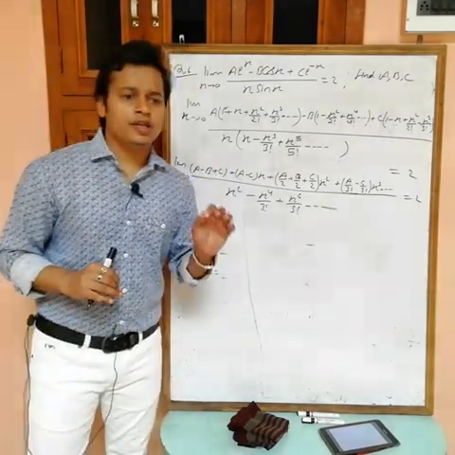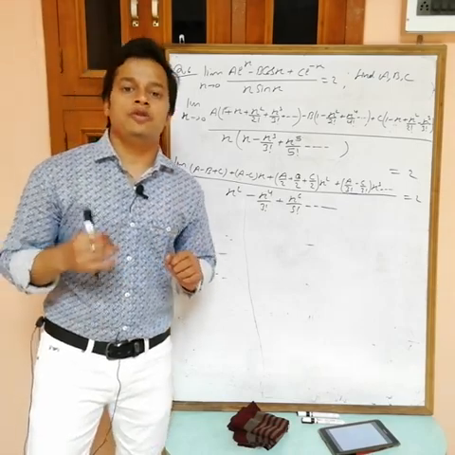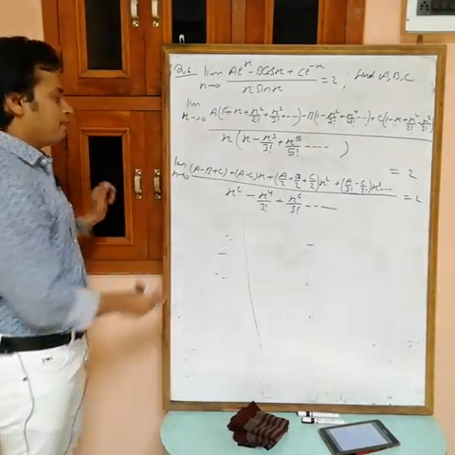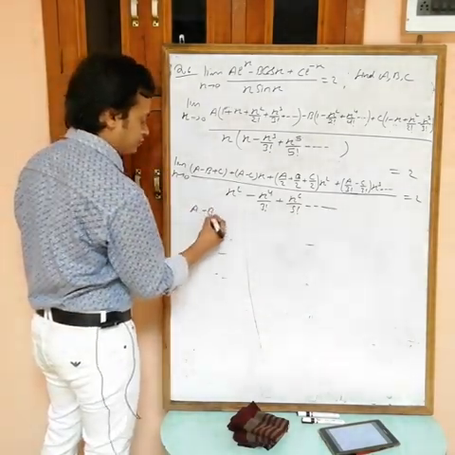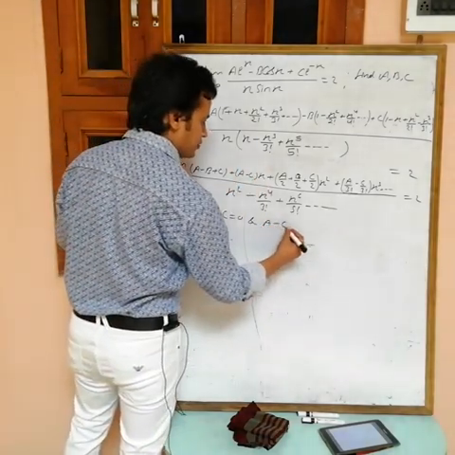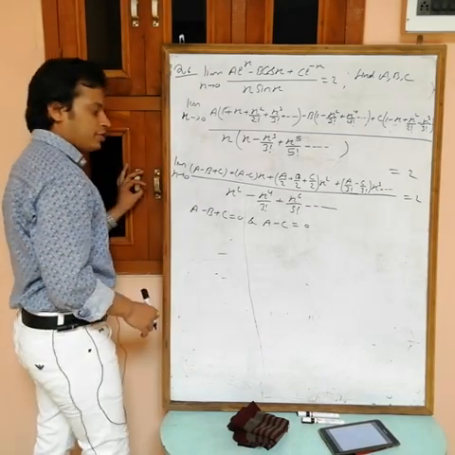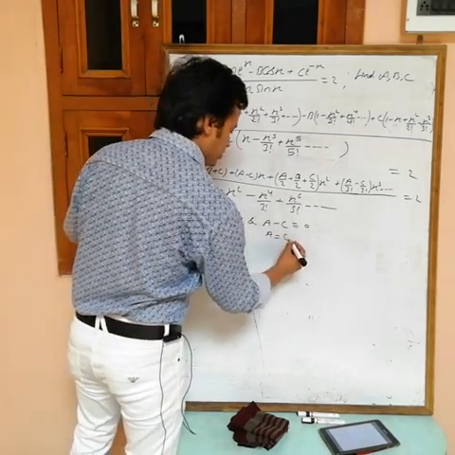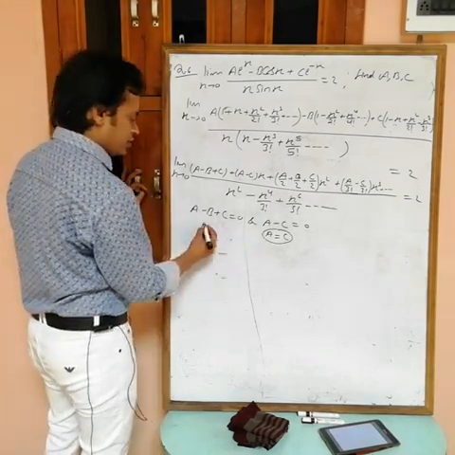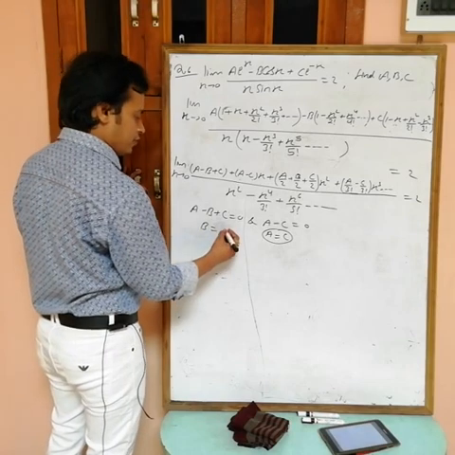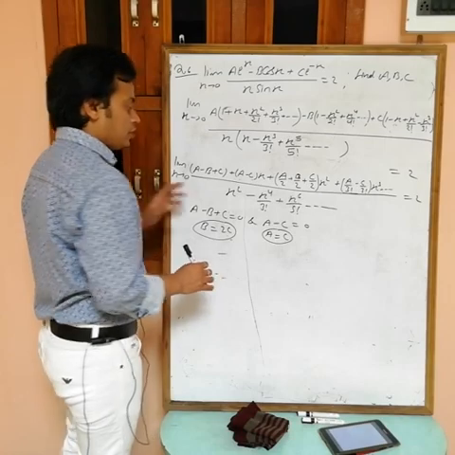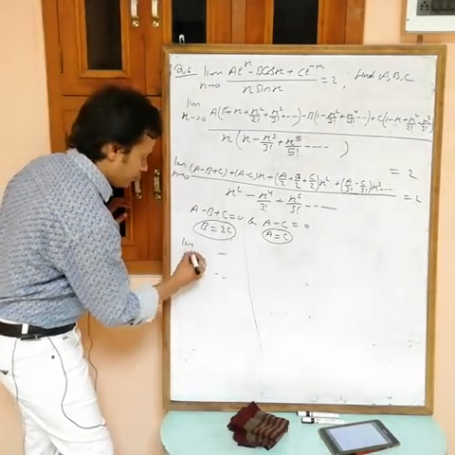Now the minimum power of x in the denominator is 2, so the minimum power of x in the numerator must be equal to 2. Then you will get a non-zero finite value. So the constant term must be equal to 0 and the coefficient of x must be equal to 0. From this we get a equals c. If you put c equals a, then you will get b equals 2c. Now put your values in this.